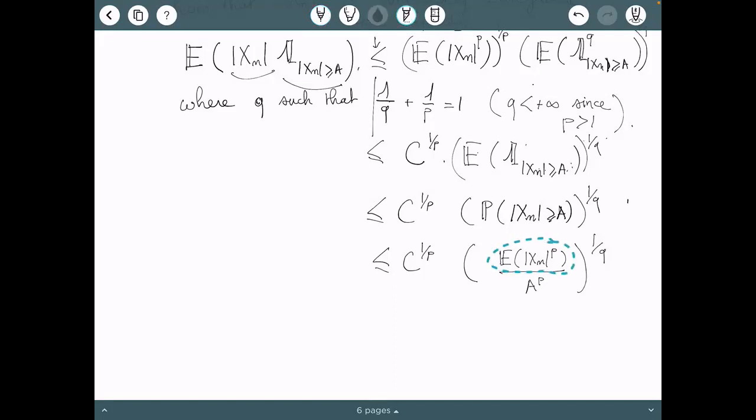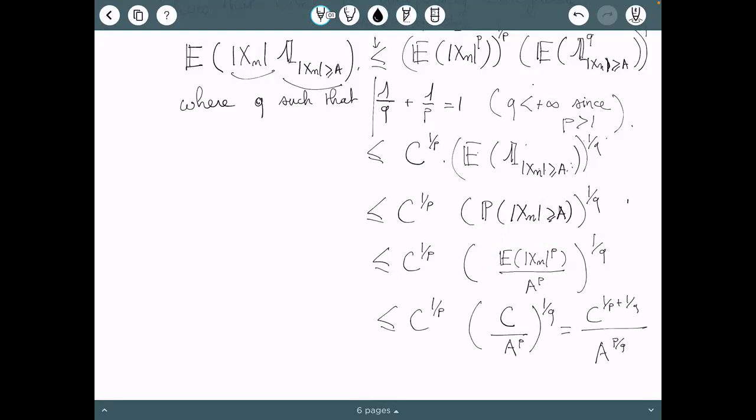I know it is uniformly bounded. It is a constant C that I introduced before. So I can bound this guy by C power 1 over p, and this guy C divided by a power p, everything power 1 over q, which, if I simplify, is C power 1 over p plus 1 over q, divided by a power p over q. Okay, 1 over p plus 1 over q is equal to 1. So in fact, it's not very important, but this is C divided by a power p over q. And here you see I have a bound which is independent of n.